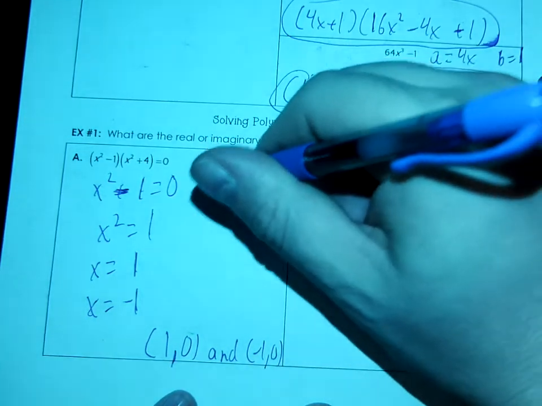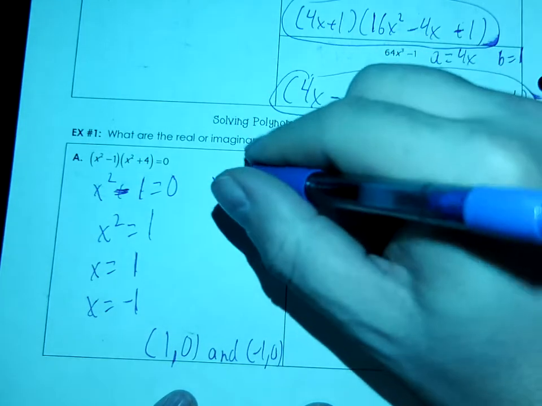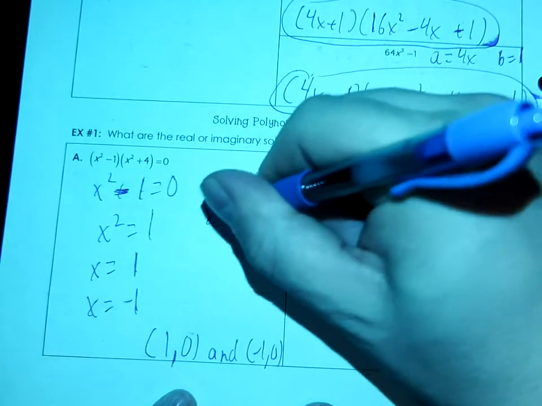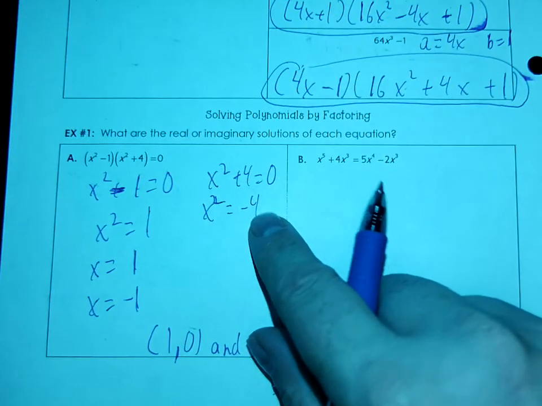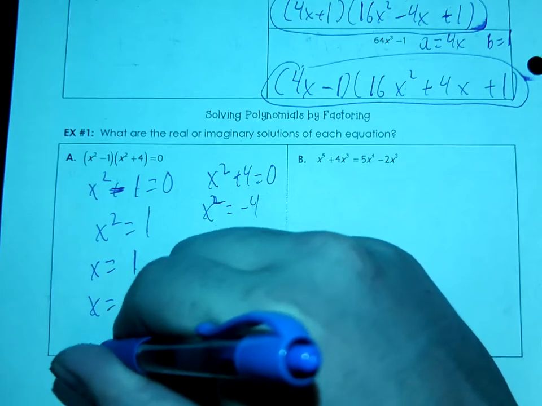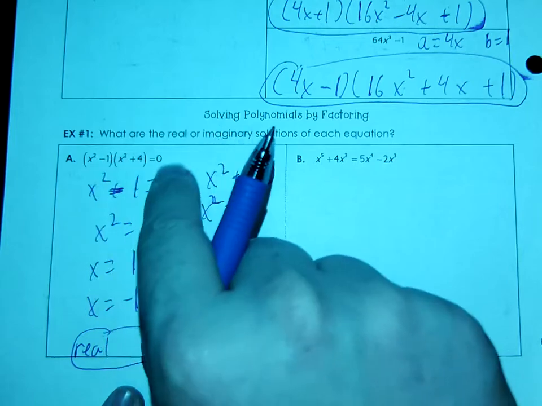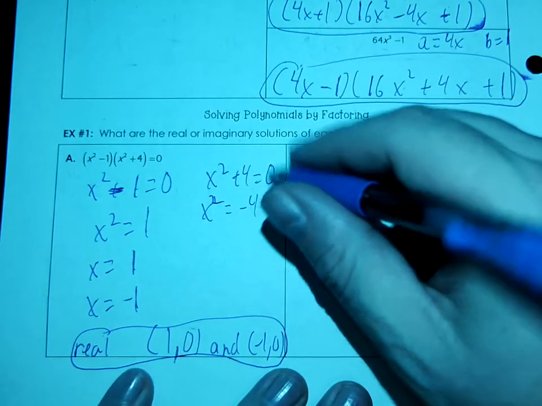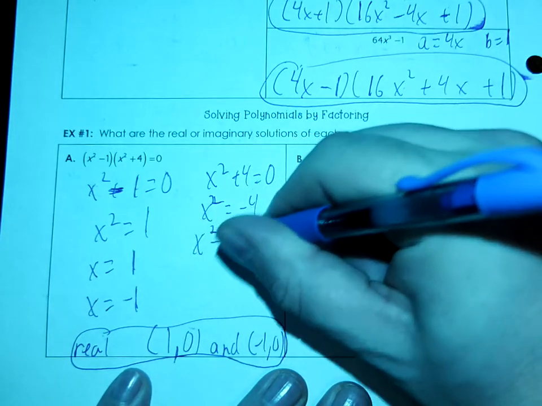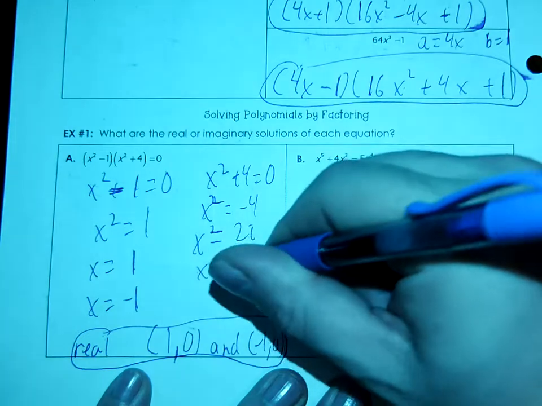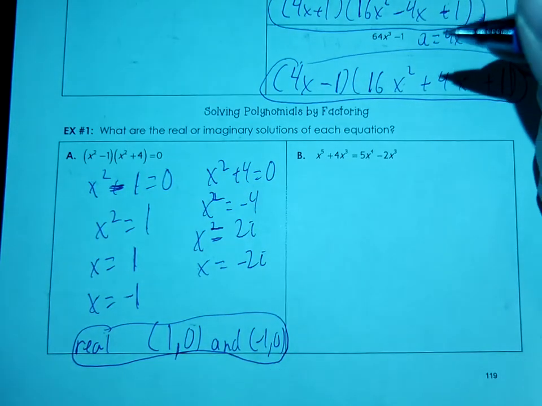The second one here yields imaginary zeros. So if I see here x squared plus 4 equals 0, x squared equals negative 4, that's not a real root. That's an imaginary root. So these two zeros are real from the first half of the equation, x squared minus 1 equals 0. These are complex zeros. X is equal to 2i and negative 2i. So those are my two imaginary zeros.